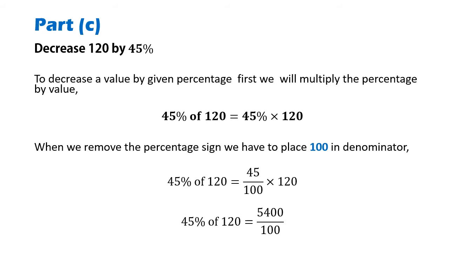Part C. Decrease 120 by 45%. To decrease a value by a given percentage, first we will multiply the percentage by the value. Then we remove the percentage sign by placing 100 in the denominator and simplify as shown in steps.